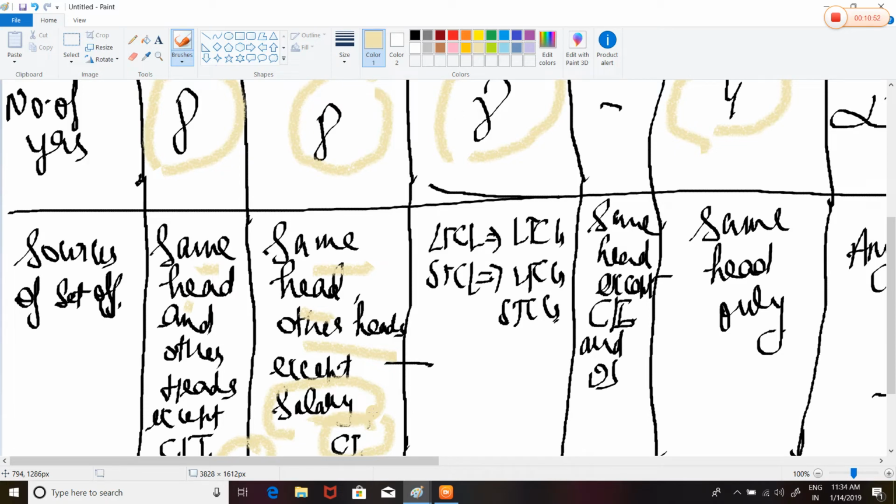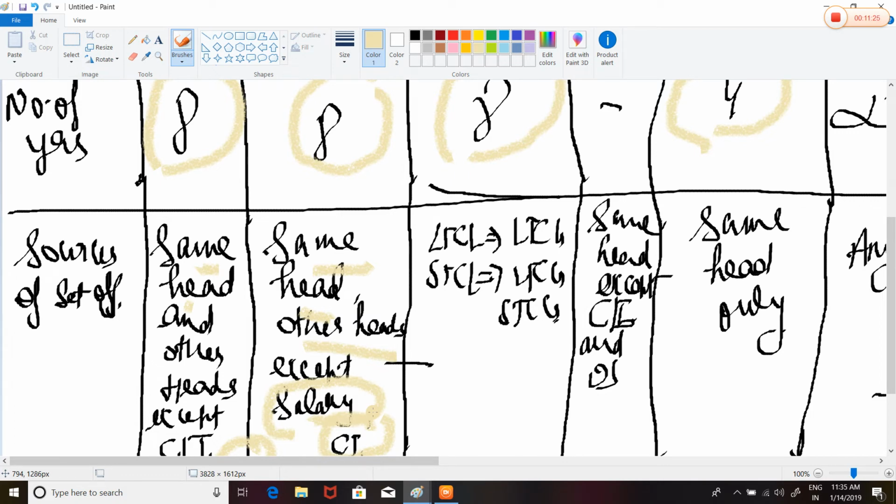The next, LTCL or STCL. In case of LTCL, it can only be set off from LTCG. If any person has two long-term capital assets which are transferred, and one has incurred a profit and the other has incurred a loss, it can be set off from the same. No other head.